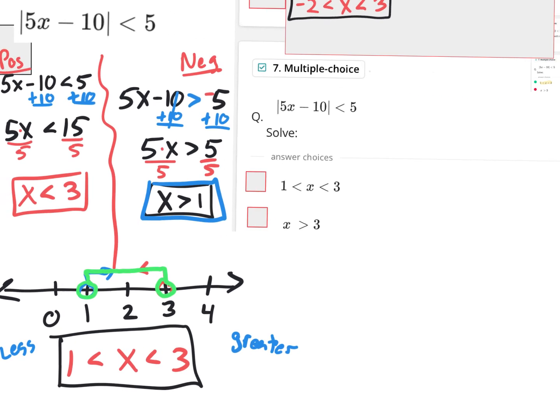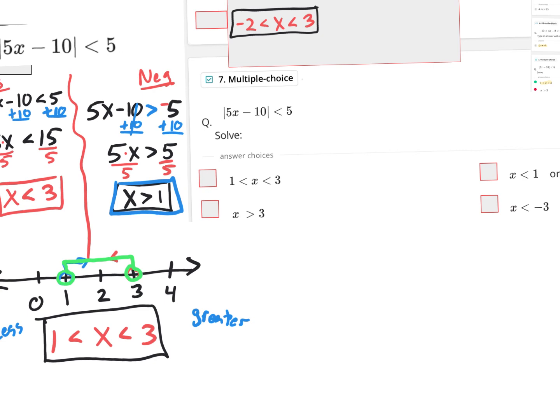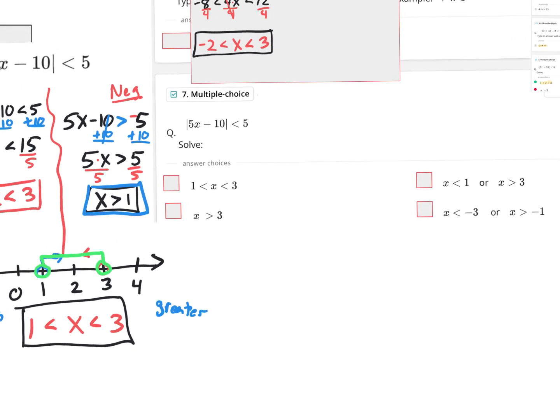So when we look for our answer over here on our multiple choices, it's not these guys with the word or. That implies that the areas are apart. It's this one right here, the compound inequality. 1 is less than x is less than 3, okay? Let's move on.